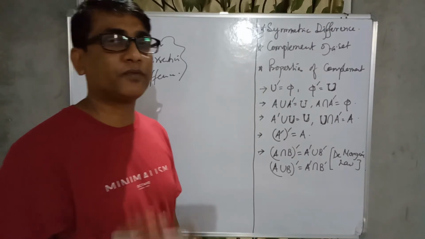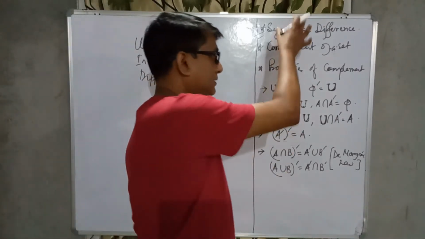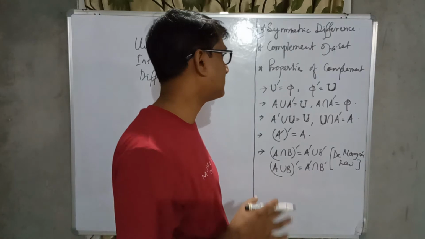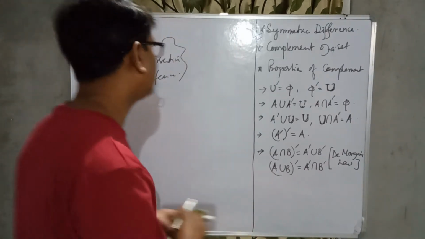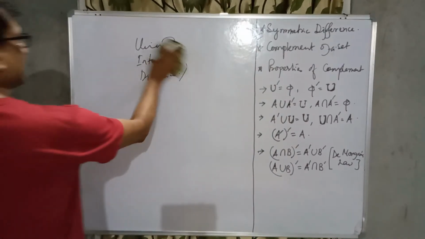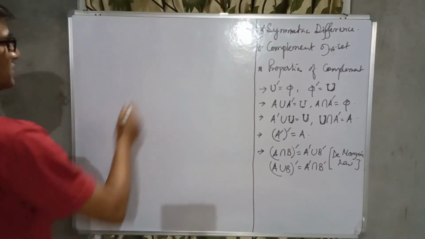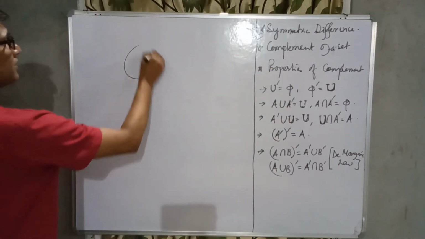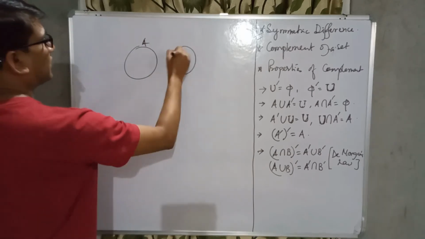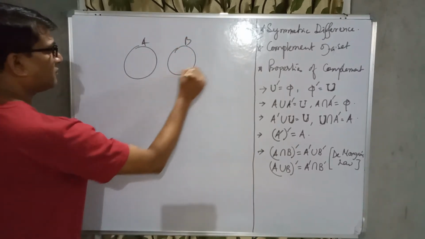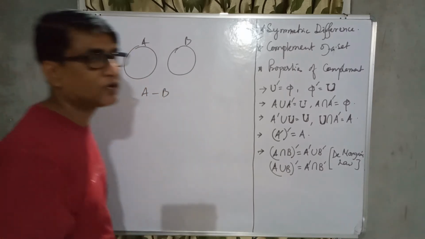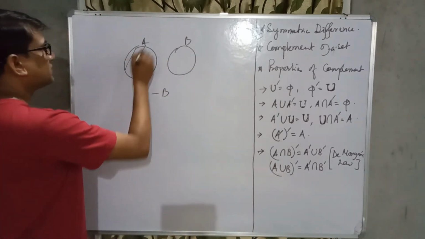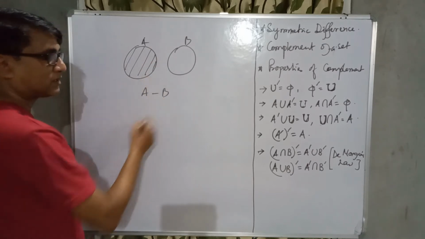Before going to discuss the symmetric difference and complement of a set, just to recall the difference of sets. What is the difference of two sets? Let's see with the help of the diagram. If this is A, this is B, how can we write A minus B? A minus B means the elements belonging to A but not belonging to B. This is A minus B.